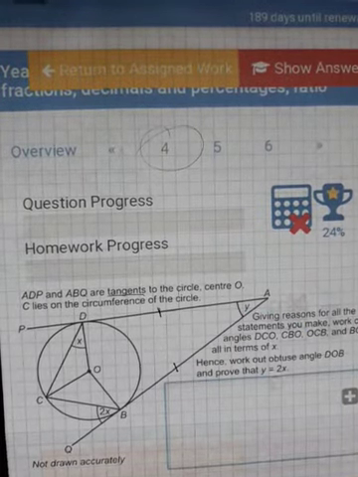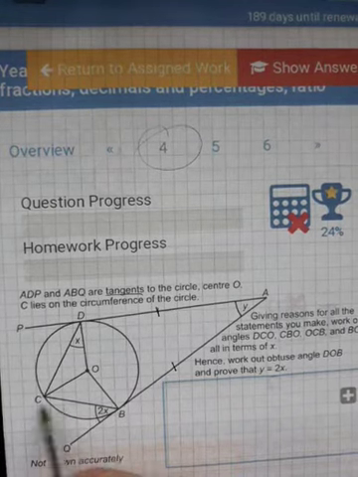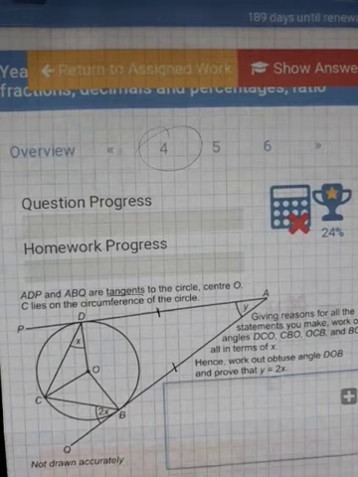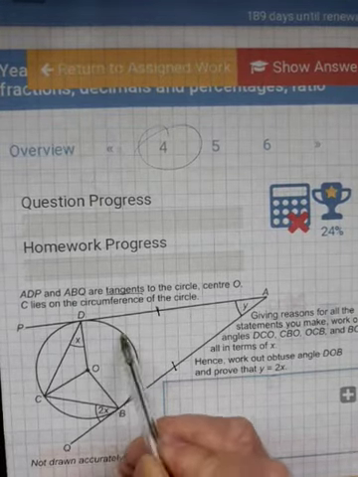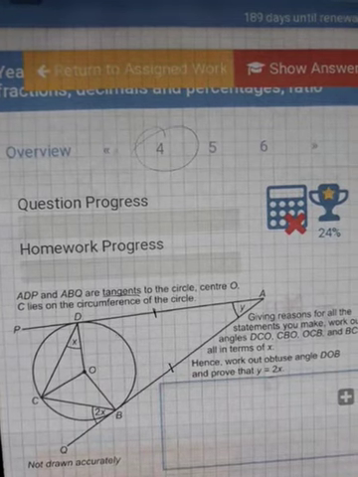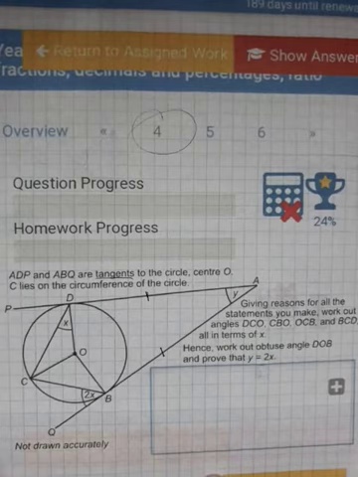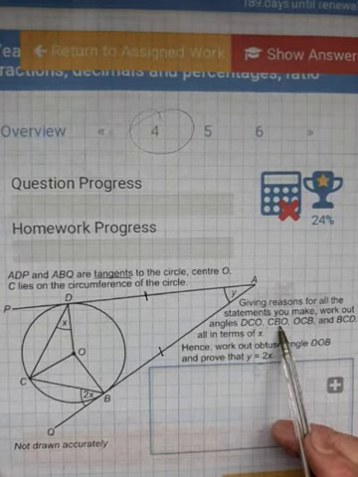And the alternate segment theorem. Now, looking at this, I've got a chord here, but it doesn't look like alternate segment theorem is going to work here, because although I've got an angle coming from that chord, it doesn't reach the circumference. It's not on the circumference. Okay, and that's it. So just reading over here, it says, giving reasons for all the statements you make, work out angles DCO, CBO. Okay, all those angles.